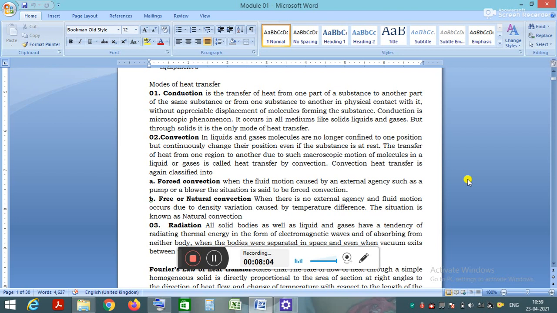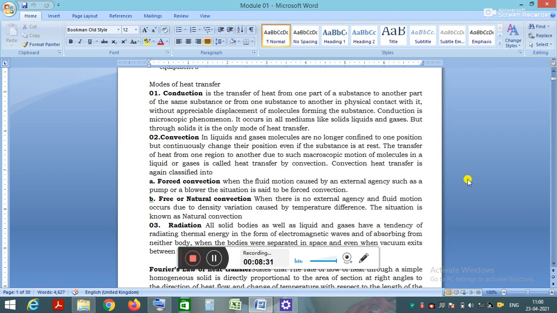Due to this density variation, the fluid particles move from their position. The motion of the fluid particles takes place. Such a transfer of heat is called free convection or natural convection. Here no blowers and no pump are used for the motion of the fluid particles.